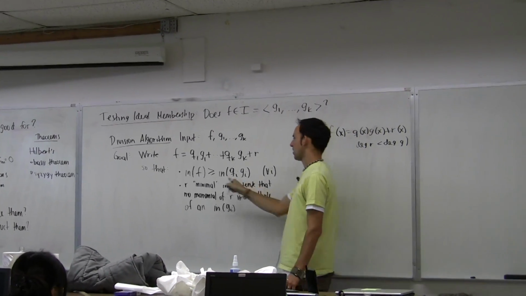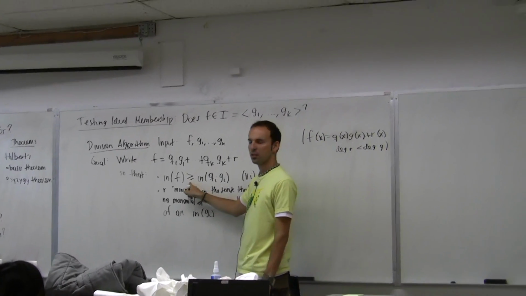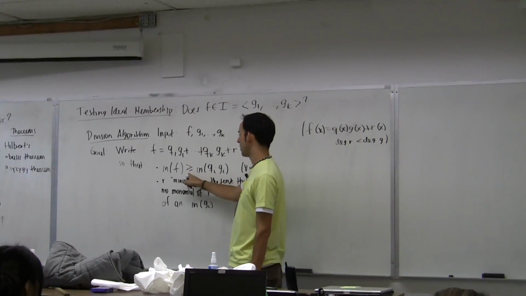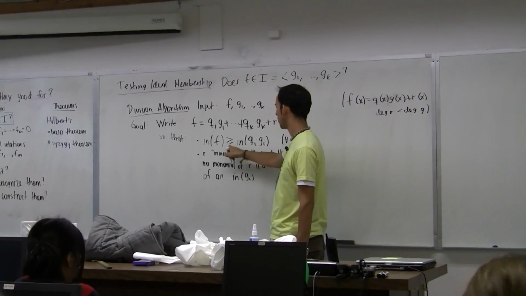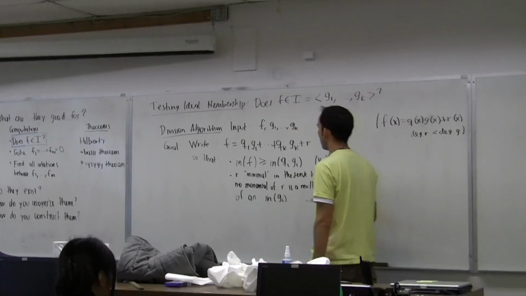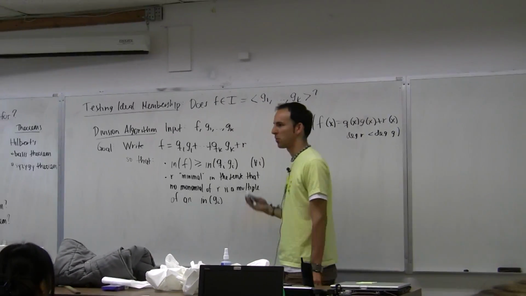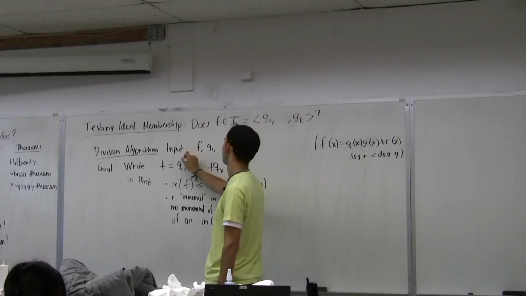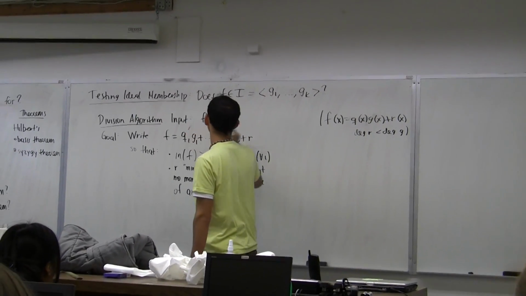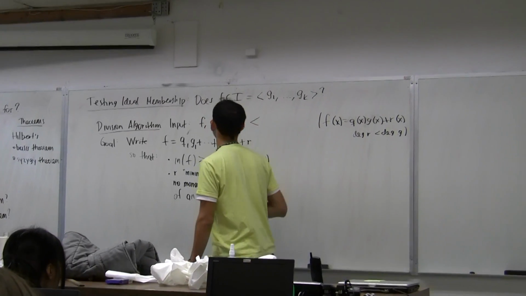But you see here, this greater than or equal sign depends on what we mean by this. We need a monomial order for this, and that's not up to us. So we should also be given a monomial order to decide this.